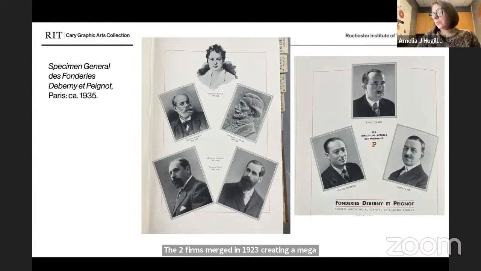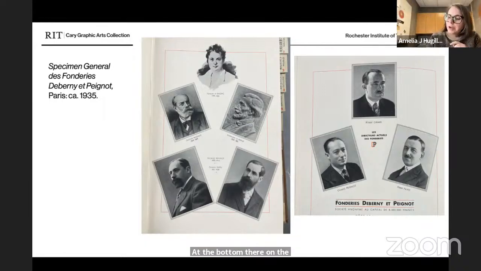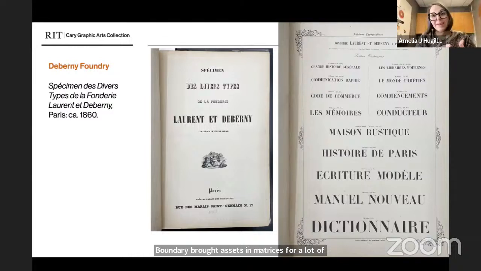And here we can see the lineage of the foundry going all the way back to the 19th century, where they trace their roots to the very famous writer Honoré de Balzac, who dabbled in owning a type foundry for a time. And he is on the left at the top there, and then to Charles Peignot, where our story begins, at the bottom there on the right image. So the Deberny foundry brought assets and matrices for a lot of classic text faces in reading sizes, as well as many Didone-esque typefaces.